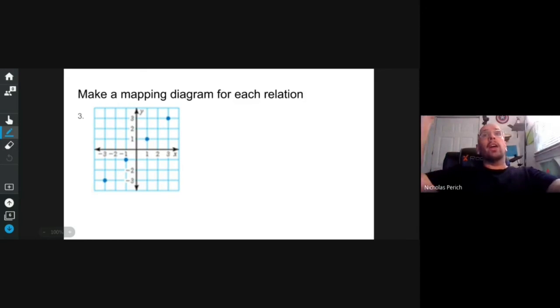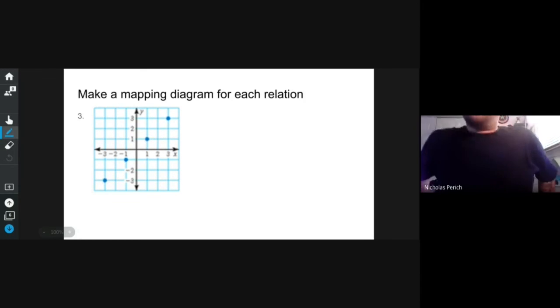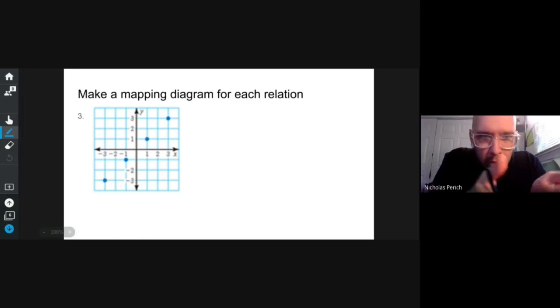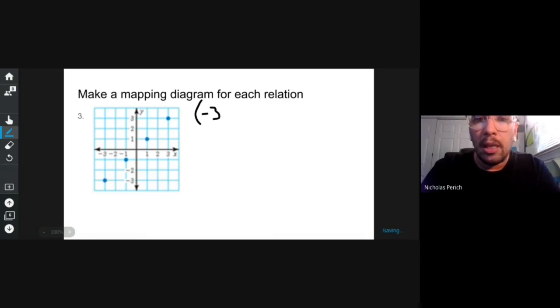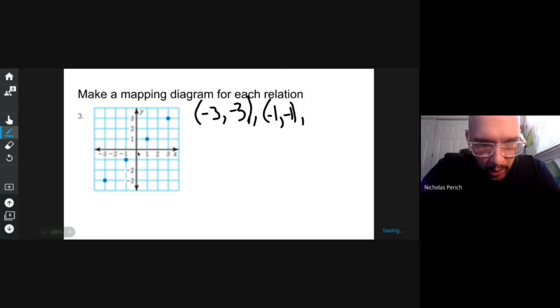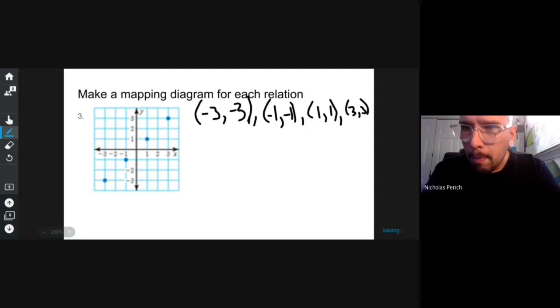Make a mapping diagram. I could do this. This is what I'm going to do first. Before I make a mapping diagram, I'm going to look at the points that I have and write them out. So it looks like the points that I have here are -3, -3. I have another point. It's -1, -1. I have another point that's 1, 1. And I have another point that's 3, 3.